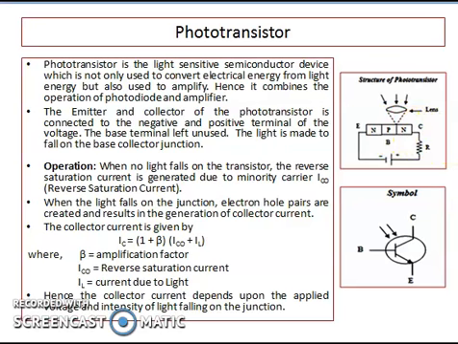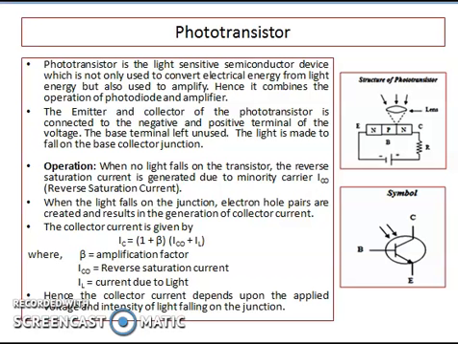And regarding the operation, whenever no light falls on the transistor, a reverse saturation current is generated due to minority carriers, that is ICO, the reverse saturation current. When the light falls on the junction, electron hole pairs are created and result in the generation of collector current.